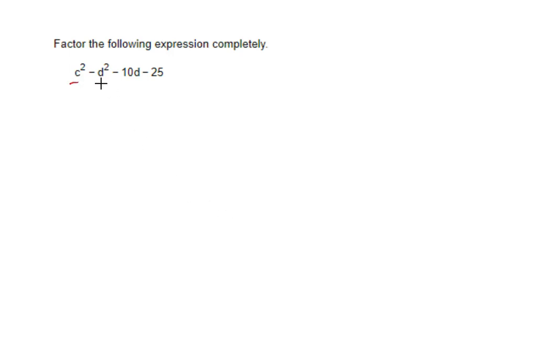It's 4 terms, right? There's no common factor to all 4 of them. So we actually are going to do factor by grouping, but it's not the usual factor by grouping. We're not going to group the first 2, group the second 2. What we're going to do instead is leave the c squared as one of my groups, and then start with a plus sign, and then group the next 3 terms together. Negative d squared minus 10d minus 25.